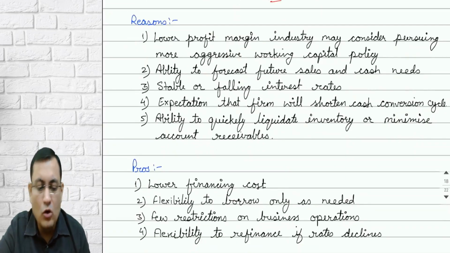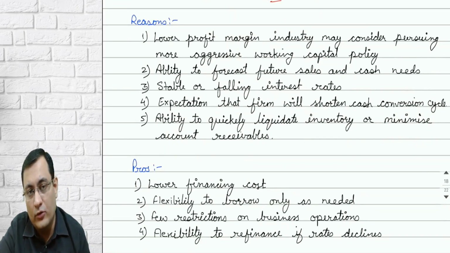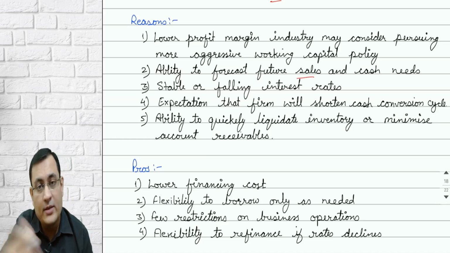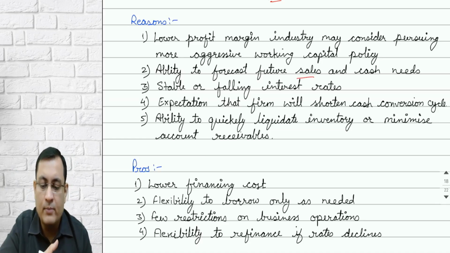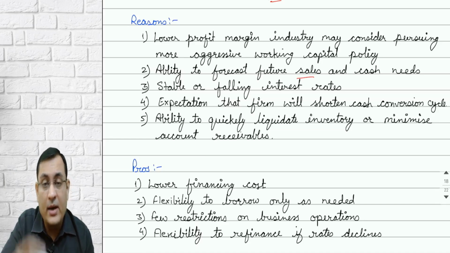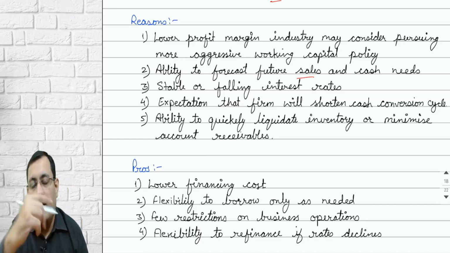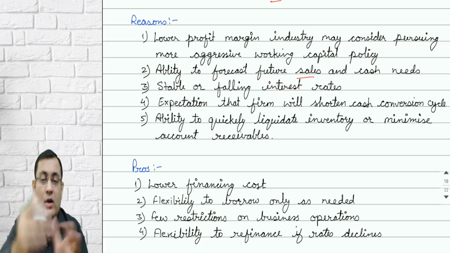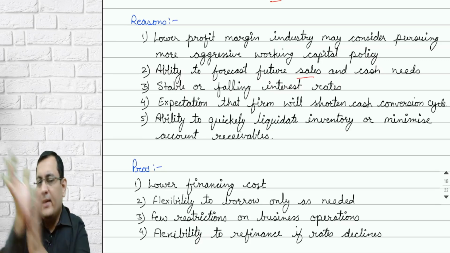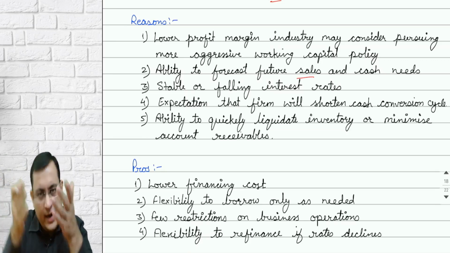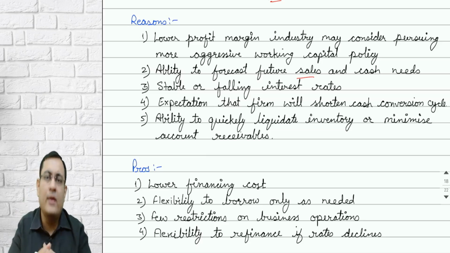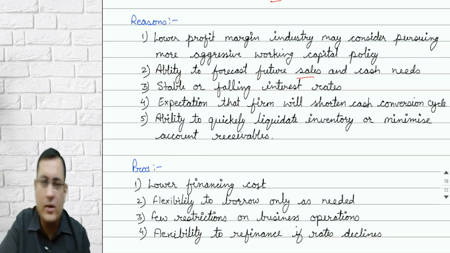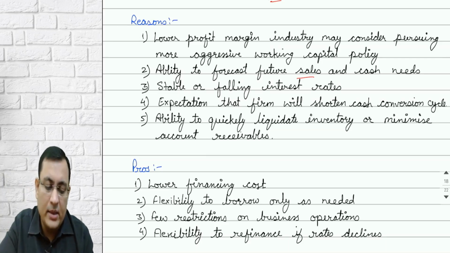Reasons: a low profit margin industry cannot afford to go for a higher cost of debt. Ability to forecast future sales, only then can you reduce your current assets and cash need. Stable and falling interest rate. In the conservative policy, it was a stable, flat or rising interest rate. Again, here we are talking about the future interest rate. If we expect that in future the interest rate will decrease, why raise long-term debt at a higher rate today? We will raise debt at a future date whenever it is required, even at a lower rate. So that can be the reason.